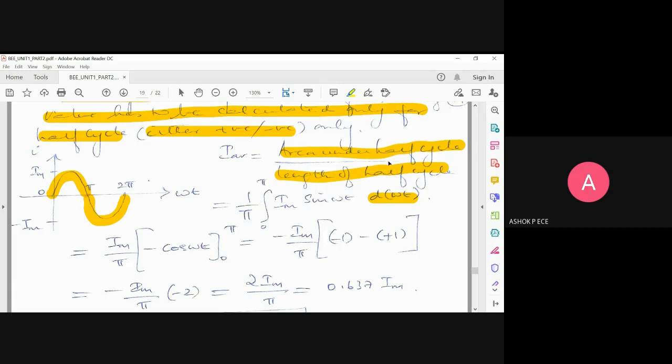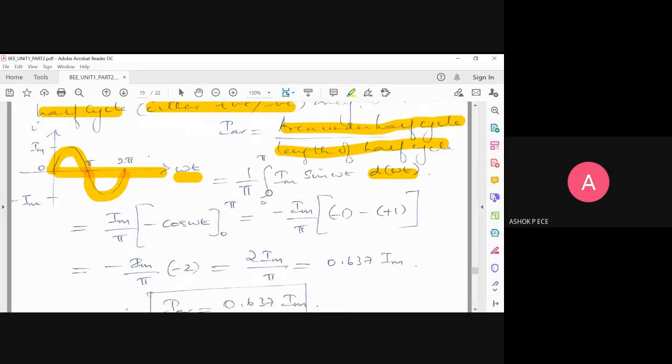So 1 by pi, and the area is going to be represented by integration. Mathematically, you can represent the area under any curve by integration. So the integration limit is from 0 to pi, and the equation is the sine waveform, so Im sine omega t d omega t. And I put d omega t because, see, on the x-axis all the values are in terms of angles. So when it is angles, the variable is omega t.